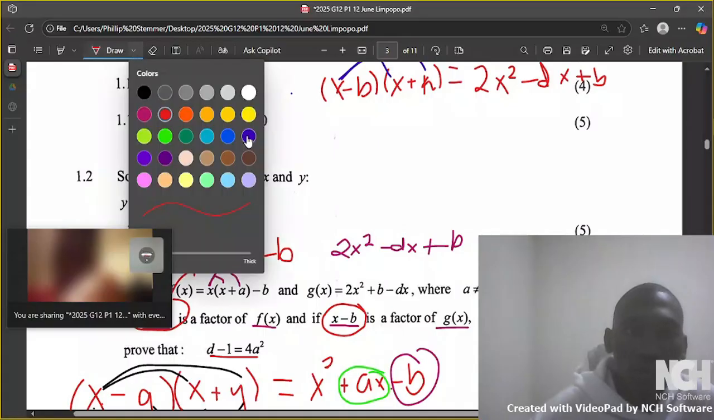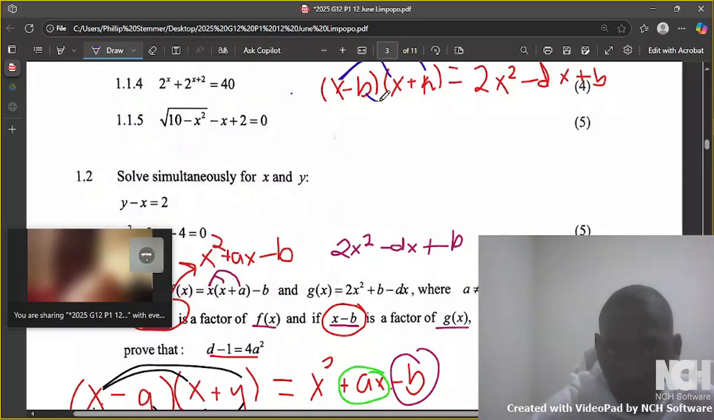Okay. So x squared plus xk minus bx minus bk. Minus bx. x squared minus bx plus xk, which is kx, minus bk. Equals to that, and then equals to this thing.